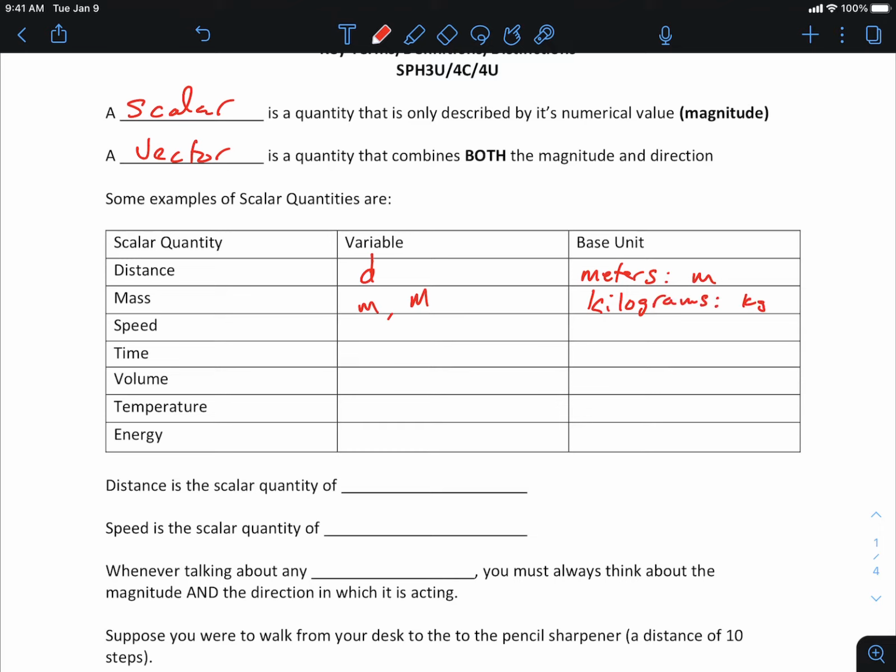And then speed. Some might say, why is it an S? You'll see why we denote it as a v after. Velocity is the vector version of speed. Its base unit is meters per second, or m/s. Time is just a little t. It's typically measured in seconds.